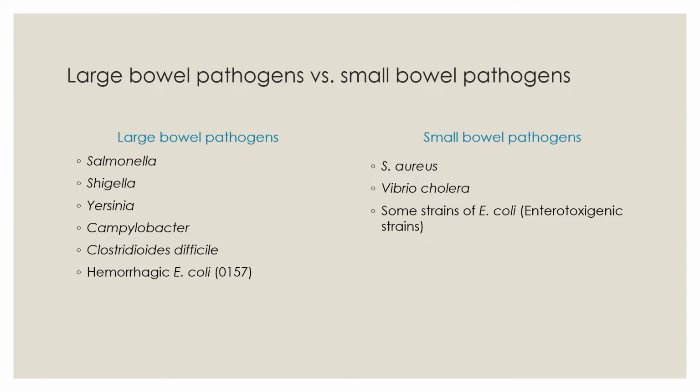Then we also have organisms that are small bowel pathogens. These would be things like Staphylococcus aureus, Vibrio cholera, and then other strains of E. coli that are not the 0157H7 strain. Other organisms that we can put on this list would be Bacillus cereus and Cryptosporidium.